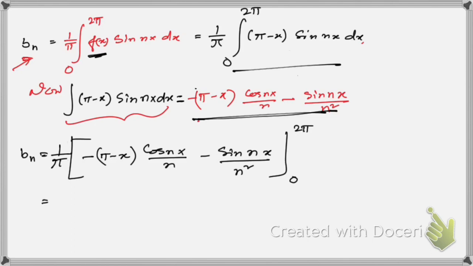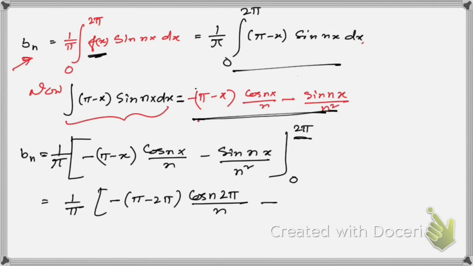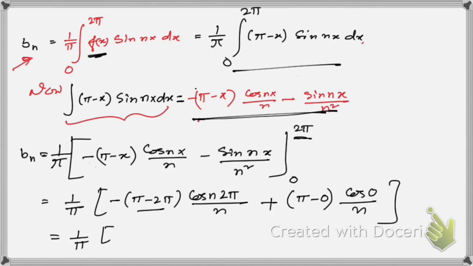If you put 2 pi here, this sine term will be 0, and so only this term is left. So here, 1 by pi, minus pi minus 2 pi cos n 2 pi by n, minus, and on putting 0, there is already a minus, so this minus will be plus. So you will get pi minus 0 into cos nx, x is 0 now, so cos 0 by n. That's what you're going to get, right? So here, 1 by pi, this is going to be minus pi minus 2 pi, that's minus minus plus pi, then cos n twice pi, that's going to be plus 1, 1 by n. So here we're going to get pi by n.